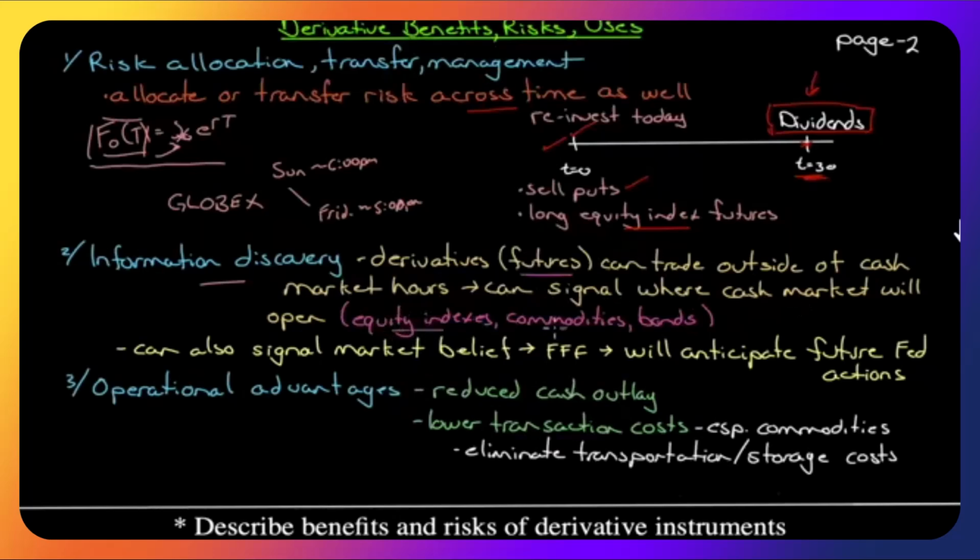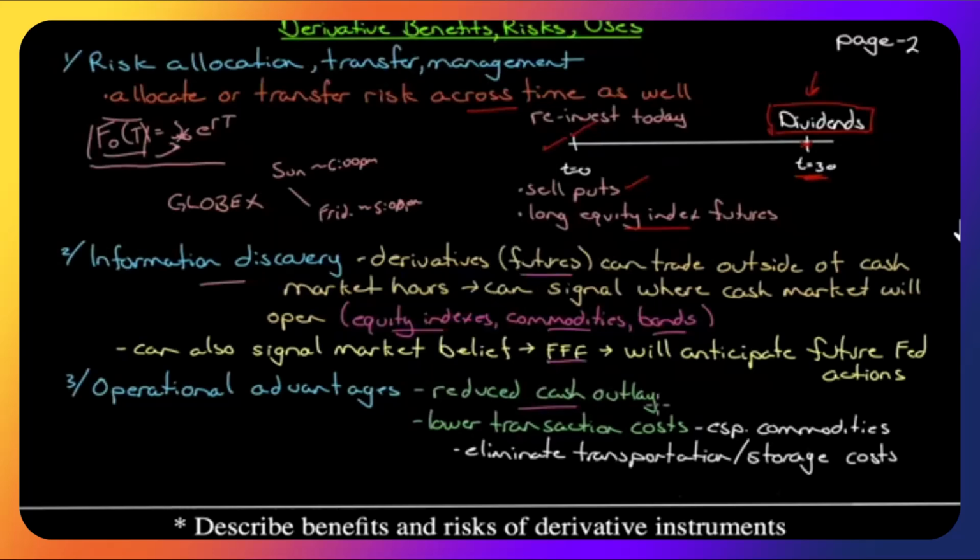Futures on equity indexes, on commodities, and on bonds, U.S. Treasuries. They can also signal market belief. So there is a federal funds futures contract. You'll see this at level 3. And it will begin to price in where the market thinks the federal funds rate will be at that point in the future. Some operational advantages: reduced cash outlay.